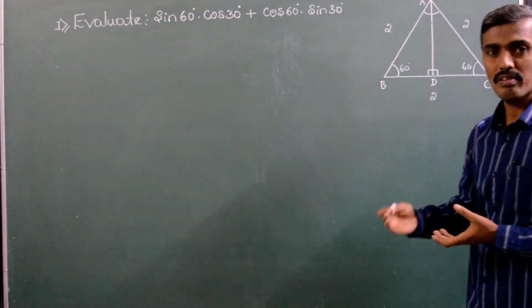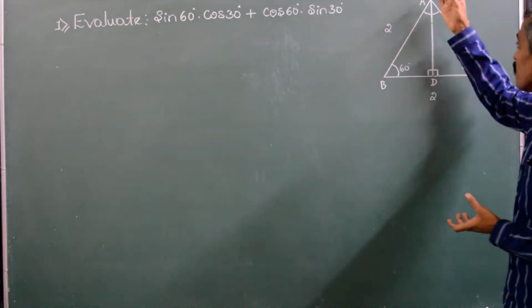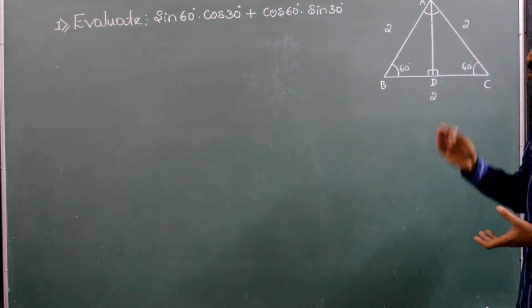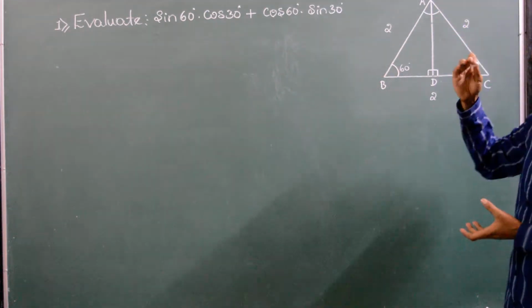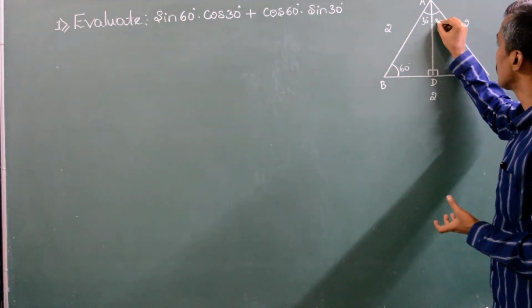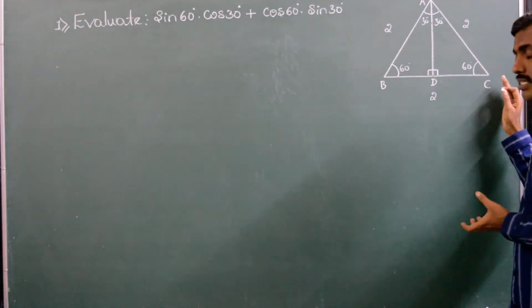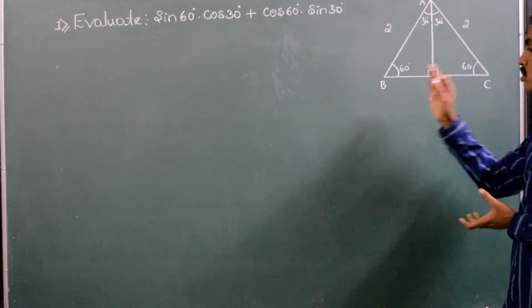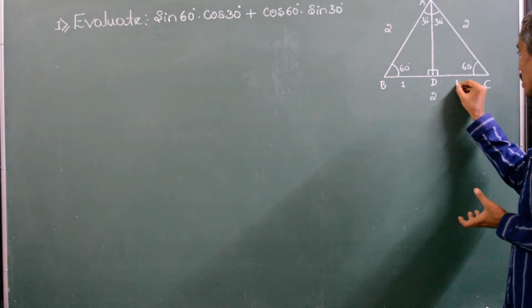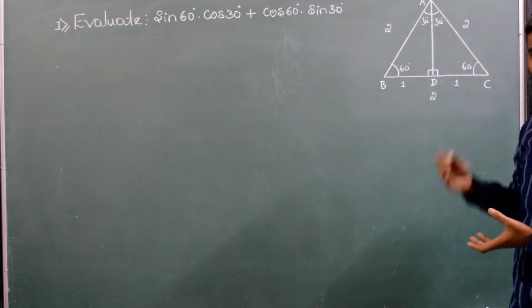And one more property of the equilateral triangle. Suppose if you draw a perpendicular from A to BC, it bisects the angle and also bisects the base. So the angle at vertex A splits into two equal angles, each angle will be 30 degree and 30 degree. And also AD bisects BC, so BC is 2 unit, therefore BD becomes 1 unit and DC becomes 1 unit. Now we can find the length of AD.